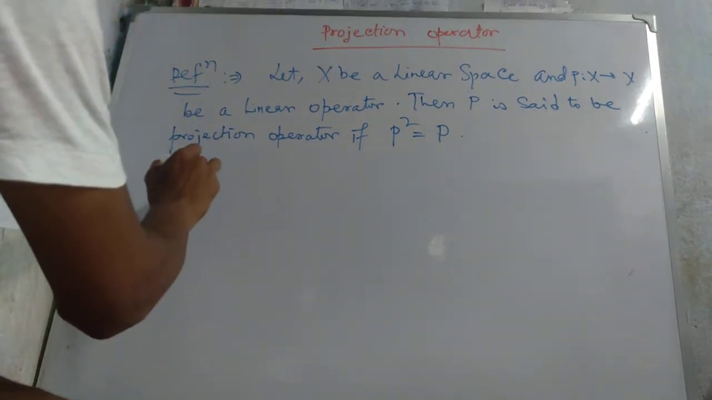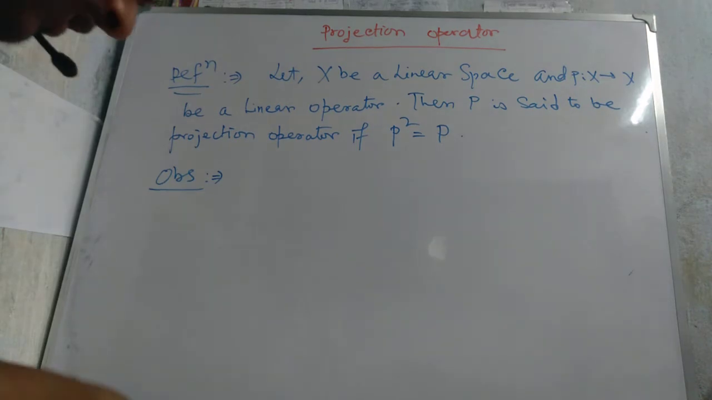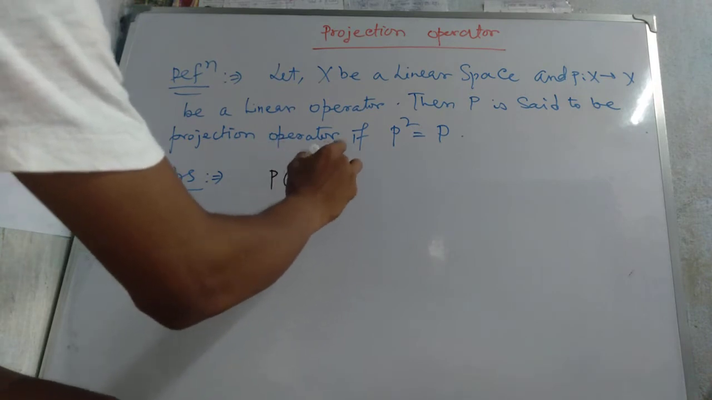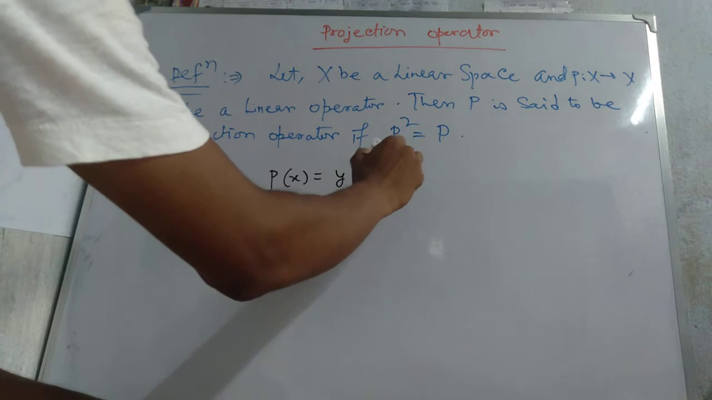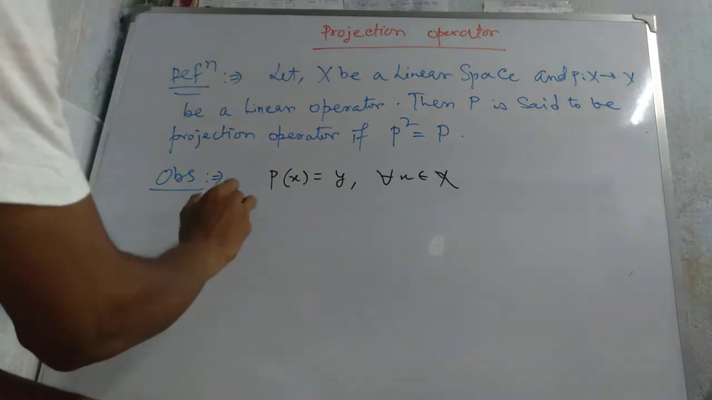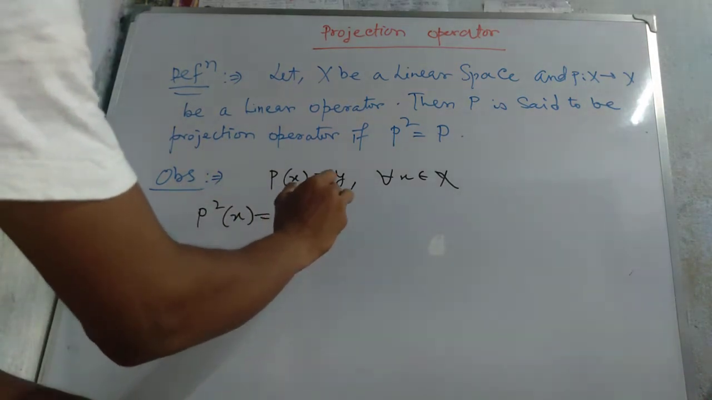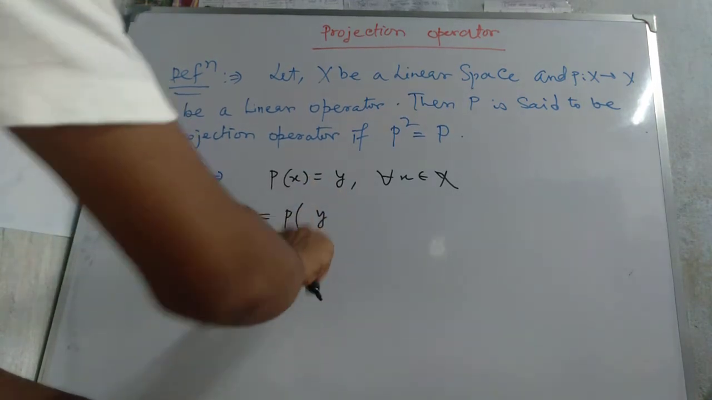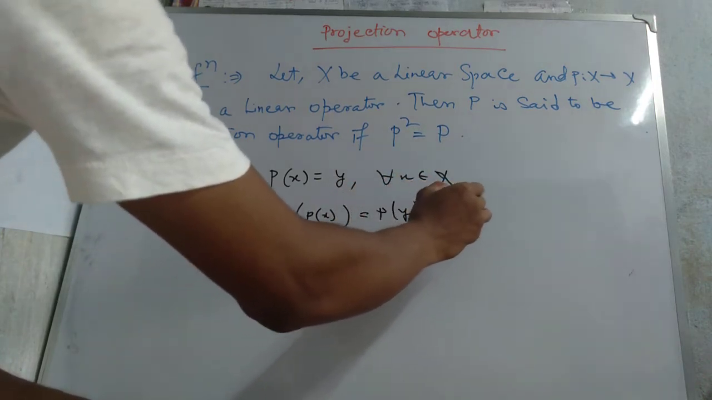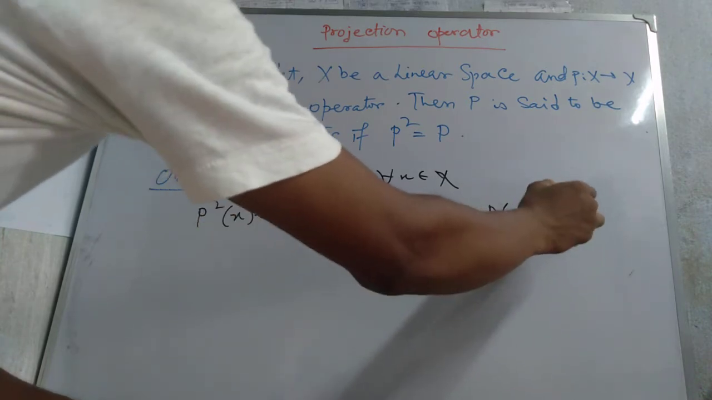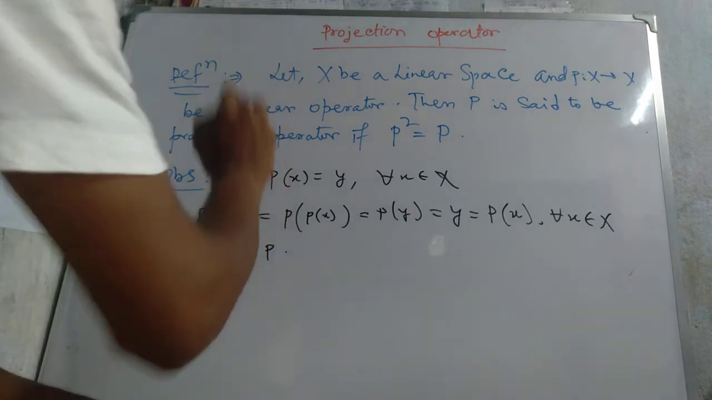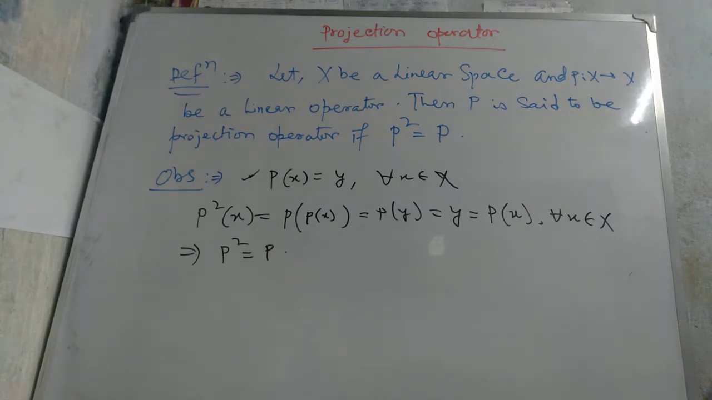Now we're going to some observation. Here we choose Px equal to y for all x belongs to X. Then P square x equals P of Px, this equals Py, this equals y, this equals Px, for all x belongs to X. This implies P square equals P. Then this operator is called a projection operator.